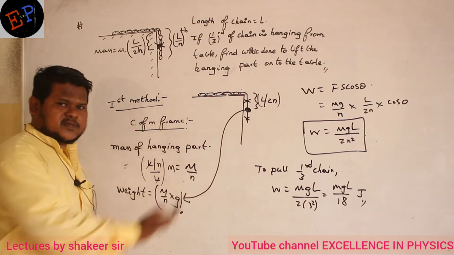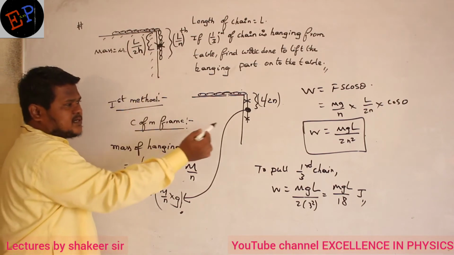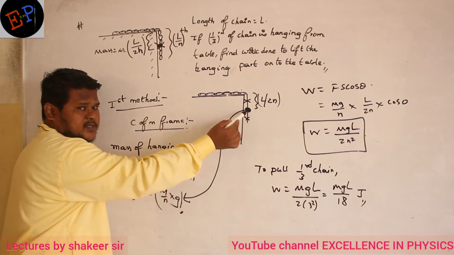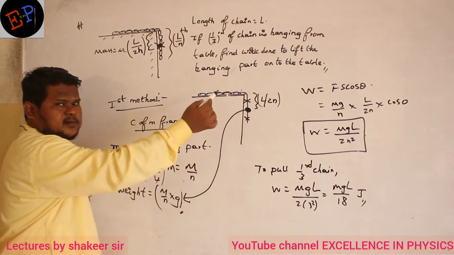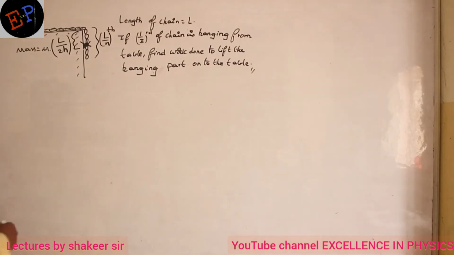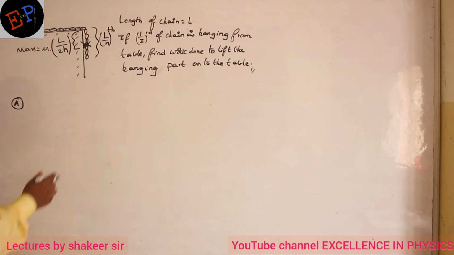Have you understood? Based on which concept have we done this? That's all. Total L by N is hanging, but the center of mass is present at L by 2N. So this is behaving like a point mass. If I take this point mass onto the table, definitely the total chain will come onto the table. Previously we have done it by the center of mass frame. Now we are doing it by using a general method of solving the problem.